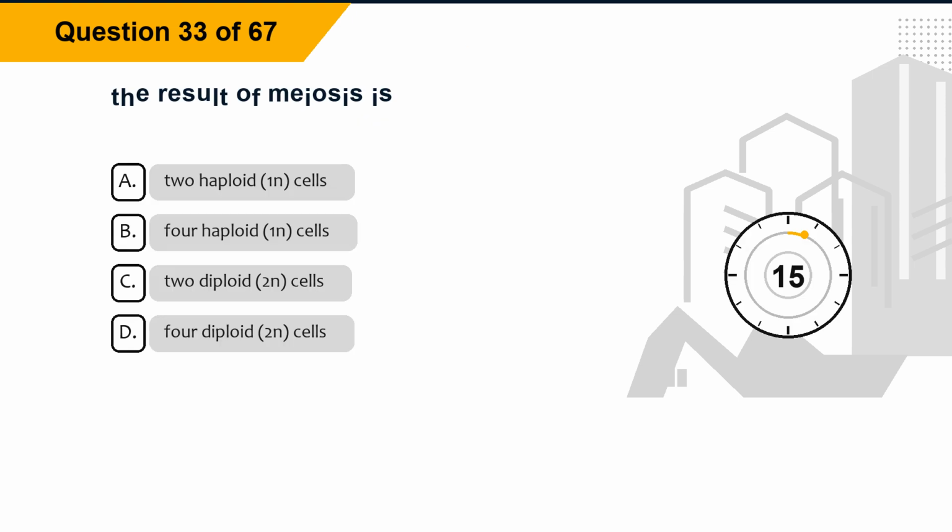Question 33. The result of meiosis is option A, 2 haploid, 1N, cells. Option B, 4 haploid, 1N, cells. Option C, 2 diploid, 2N, cells. Option D, 4 diploid, 2N, cells.